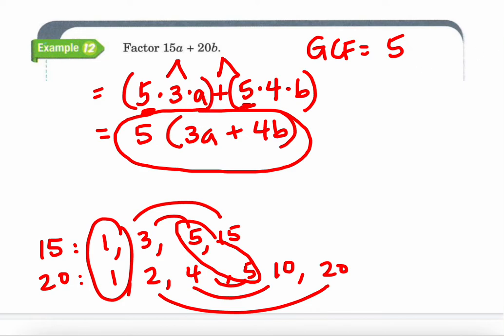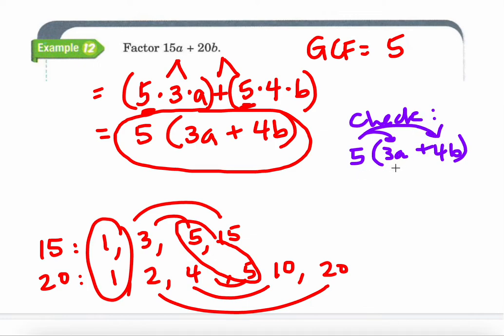If I wanted to check it, I would actually distribute. So 5 times the quantity of 3a plus 4b. I would multiply everything by 5. So this would be 5 times 3a, which is 15a. And this would be 5 times 4b, which is 20b. Is that the original problem? Yes. So we know that is correct. So basically you are doing the reverse of a distribution problem by taking out the GCF and rewriting the problem with the GCF outside.